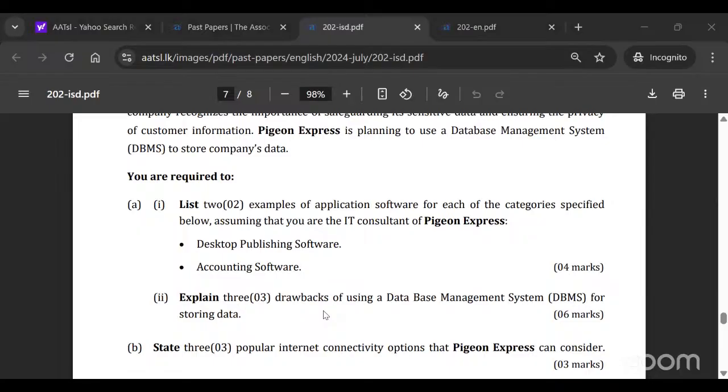Those are desktop publishing software: Adobe InDesign, CorelDRAW, Microsoft Publisher, Adobe Illustrator. Those are accounting software: QuickBooks, Sage, Xero, Peachtree.